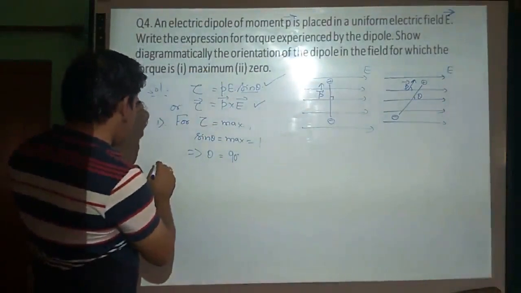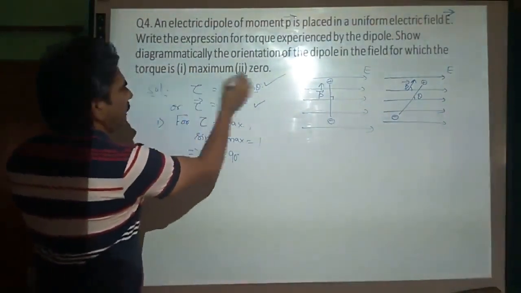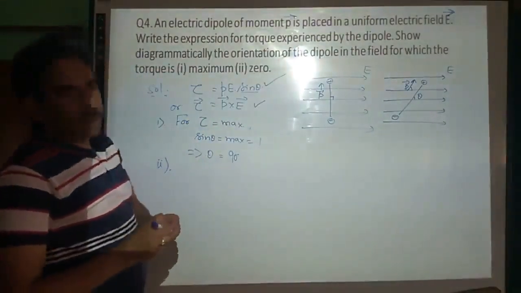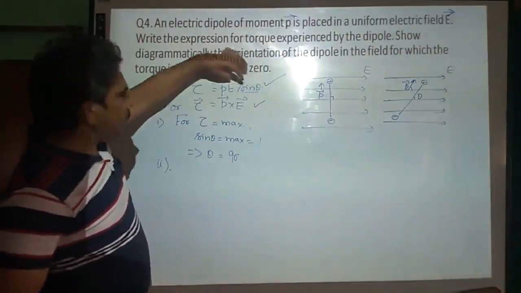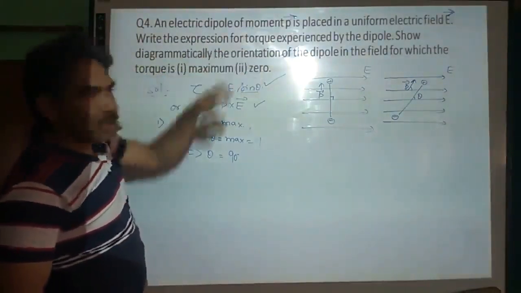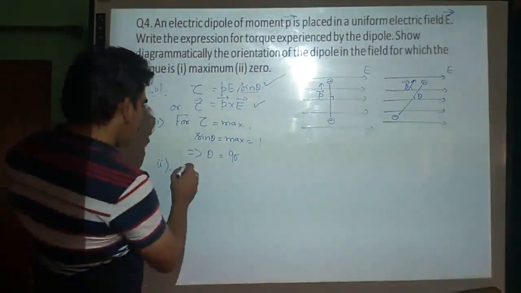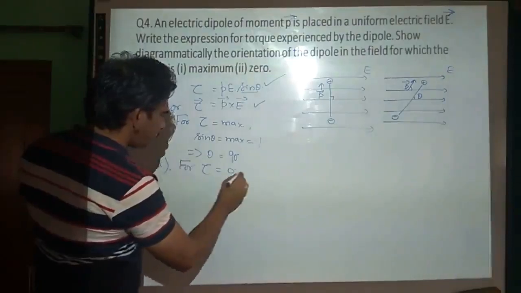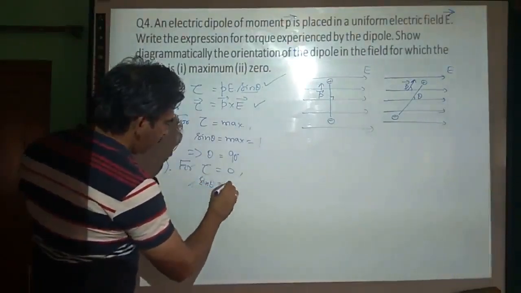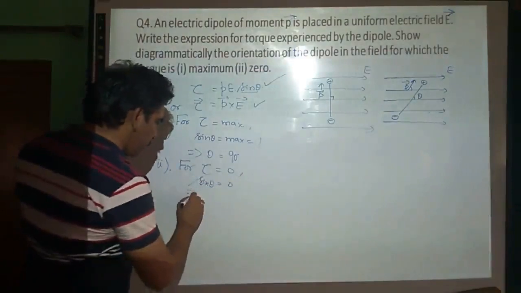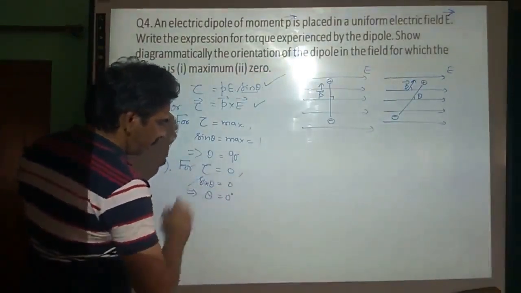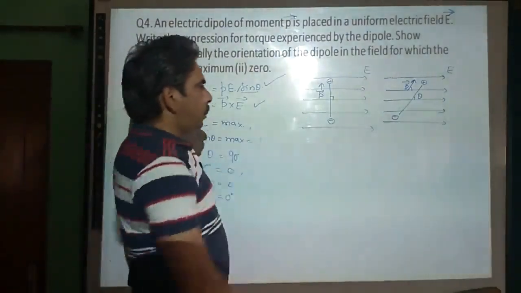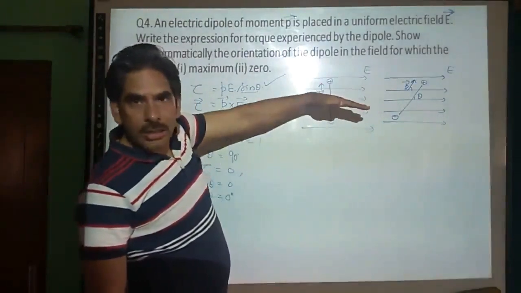And what about the second part? The torque is to be minimum, or we can say 0. When will the torque be 0? Torque will be 0 only when this term will be 0, because these two cannot be 0. So this term has to be 0. So for torque to be 0, sin theta has to be 0, which is possible only when theta is 0 degree. Theta 0 degree means this dipole is aligned along the direction of electric field.